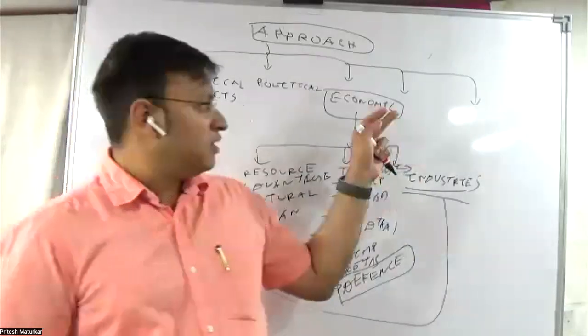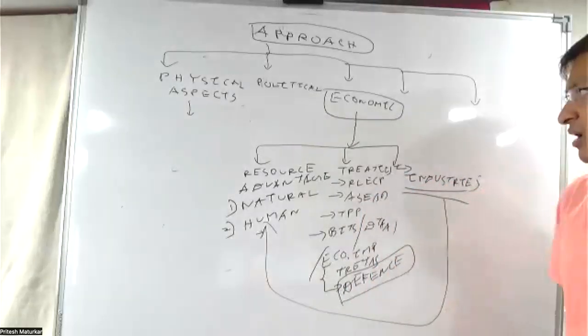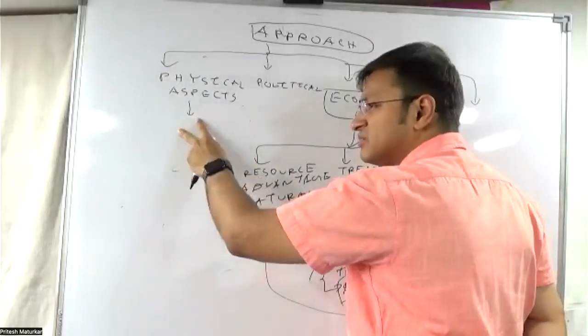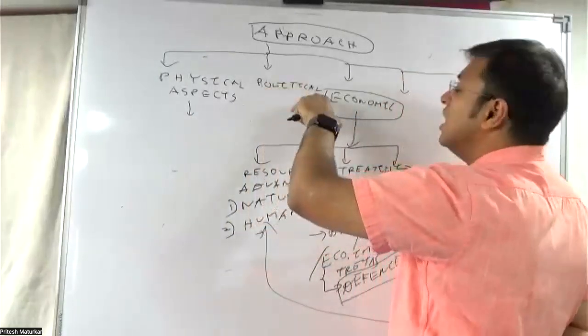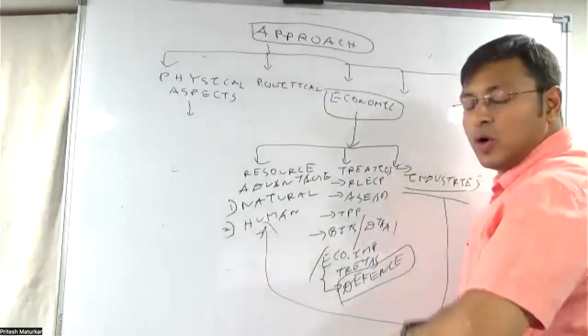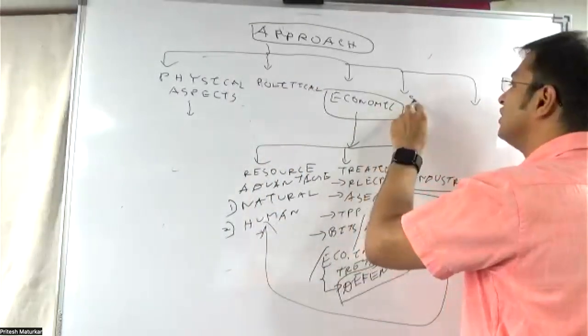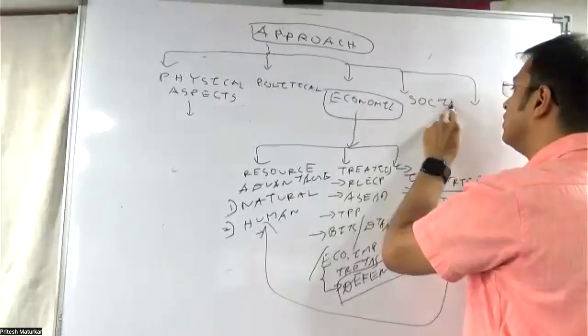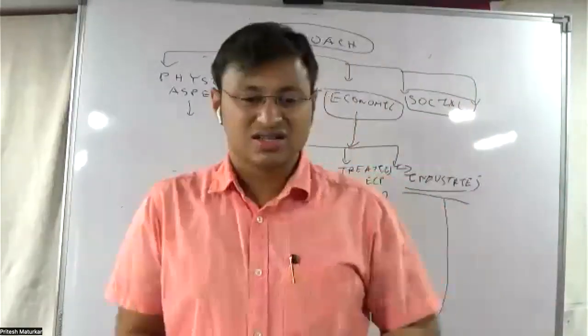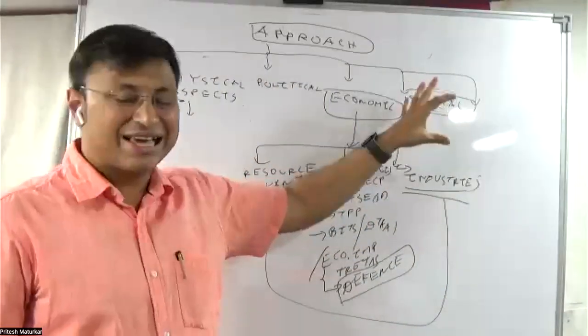Now, the fourth approach in mapping. Okay, mapping. So, you opened the atlas, you have done the physical aspects, the political aspects, and the economic aspects. The fourth aspect which you all need to go into is the social approach. This is somewhat a little bit scary part.